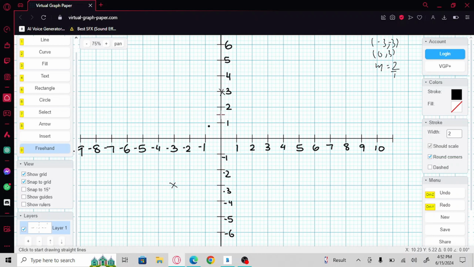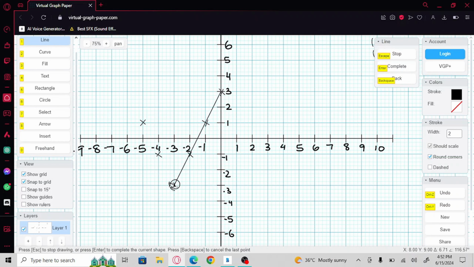So it's going from here till here, and if you just see the gradient, 2 rise, 1 run. Again, another one here, 2 rise, 1 run. Okay, this is correct. So this point is our vertex. That means from this point, our graph is going to be reflected. So what we're going to do is reflect it back here. 2 rise, 1 run. These two points are enough to give us a direction.